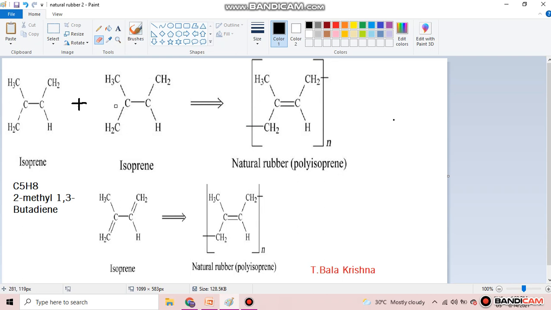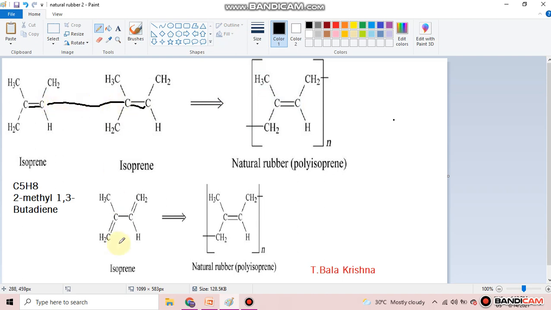Next, the single bonds are connected to double bonds. This single bond is connected to a double bond. Next, a new bond is formed between these two molecules. This is the new bond. This is the structure of natural rubber.